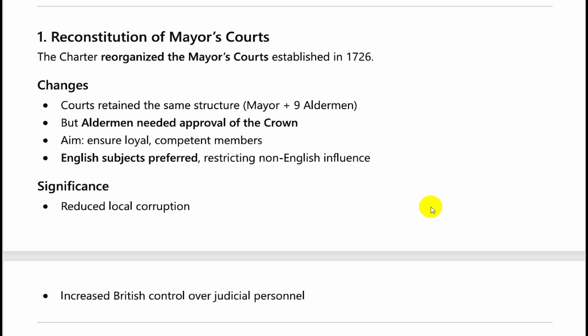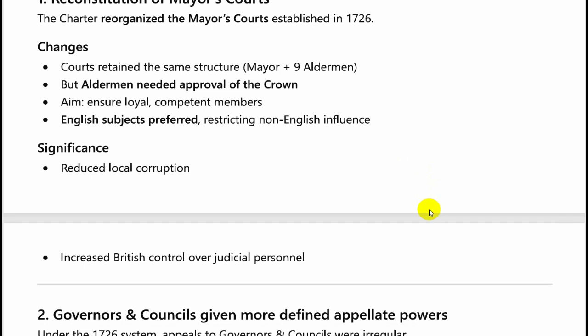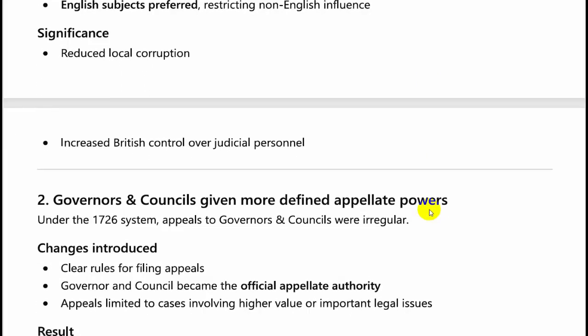English subjects were preferred, restricting non-English influence. That is, they didn't want Indians to interfere in the functioning of the mayor's court. So this was the major change brought in. The purpose was to reduce corruption which was leveled against the company and the court, and to increase British control over the judicial personnel.